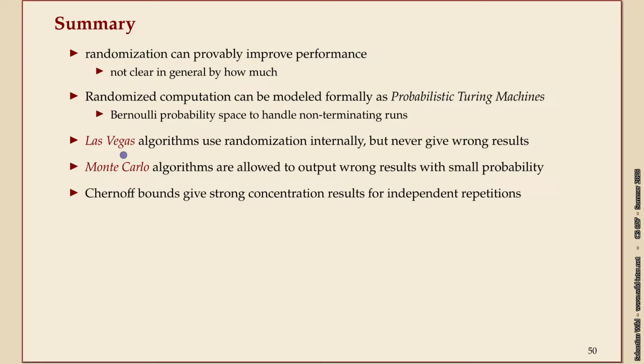More importantly, we've looked at two types of randomized algorithms: Las Vegas, where we can never give a wrong output, and Monte Carlo, where this is fine as long as it's most of the time the correct answer. And we've seen Chernoff bounds as the key tool to prove that independent repetitions are very, very likely to give something close to the expected value of some random process.